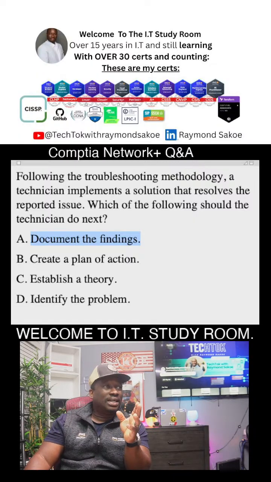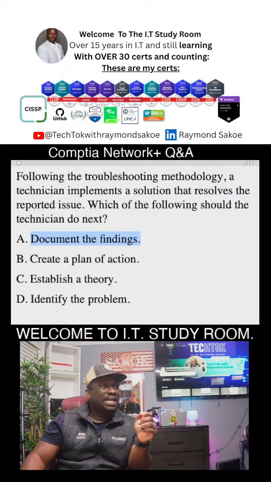Alright, so yeah, answer is A. Let me try to, more like root cause analysis. What do you mean by more like root cause analysis?